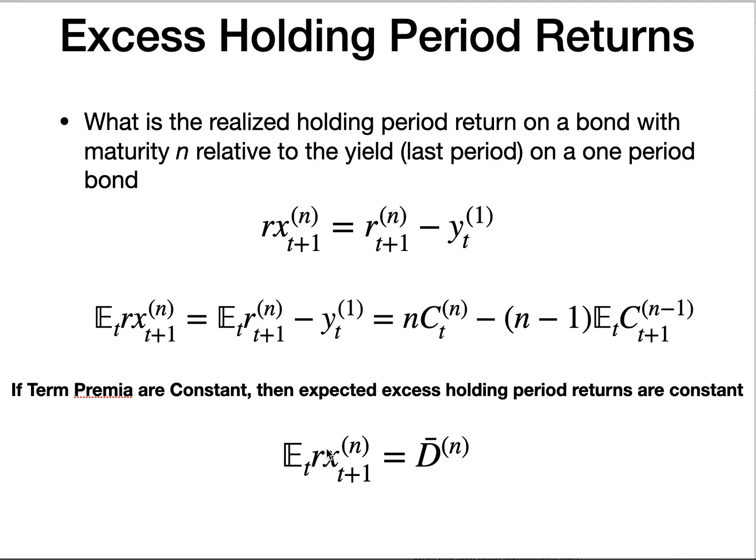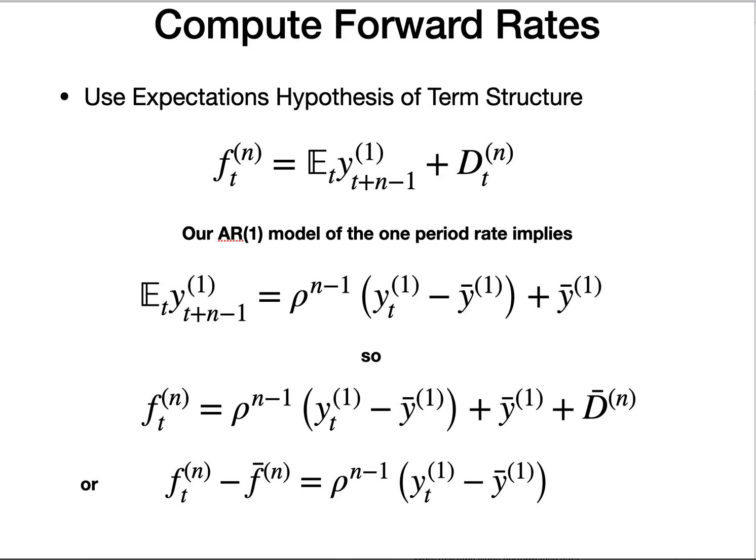So I'm going to stop here at the end of part 2 of this lecture. And in part 3, we're going to look at some implications of our model for forward rates of long maturities, when n is a large number.